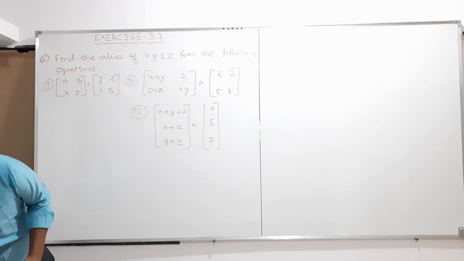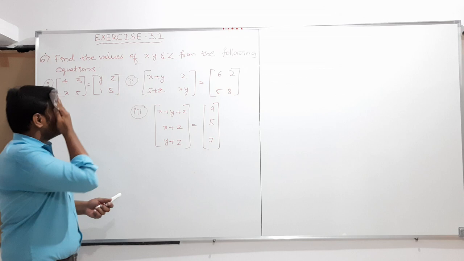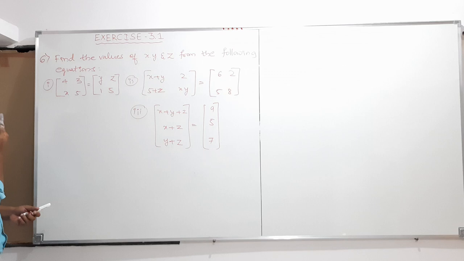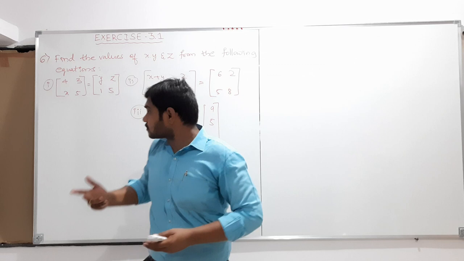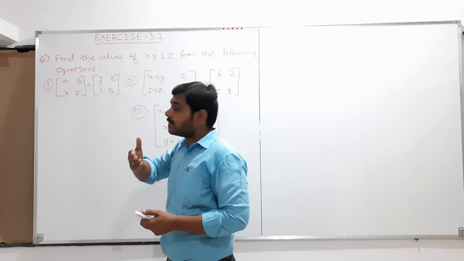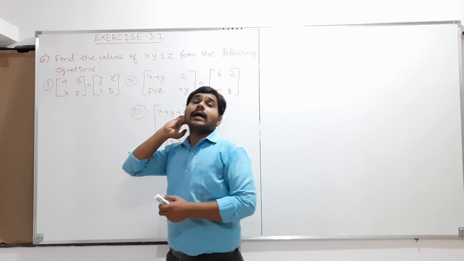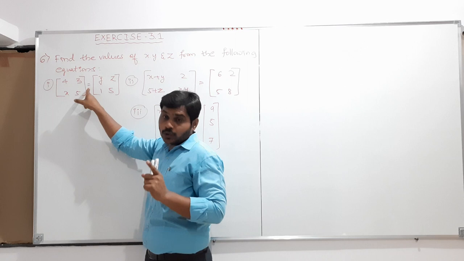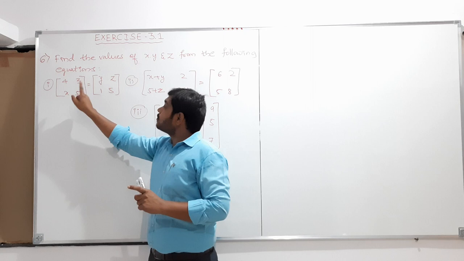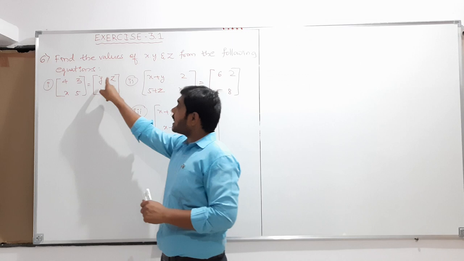Please read the question. Find the values of x, y and z from the following equations. These are the equations they have given to you. They have directly given that this matrix is equal to this matrix. These are the two matrices they gave, and they put an equal sign here. In the question itself they gave the equation that this matrix equals this matrix. So by using this, we should find the values of x, y, z.